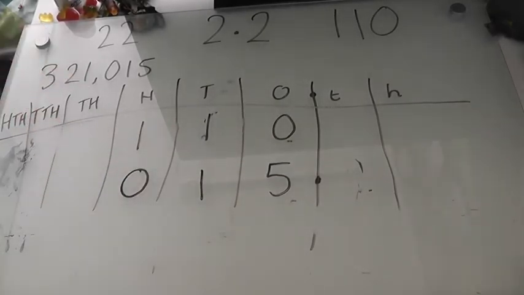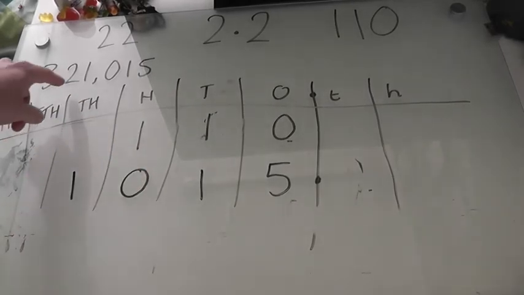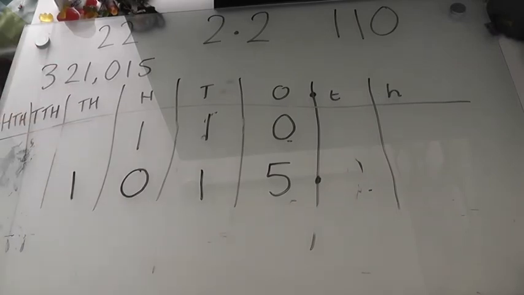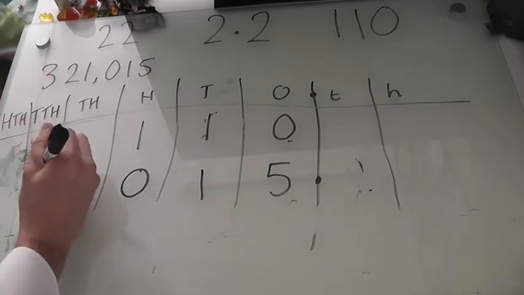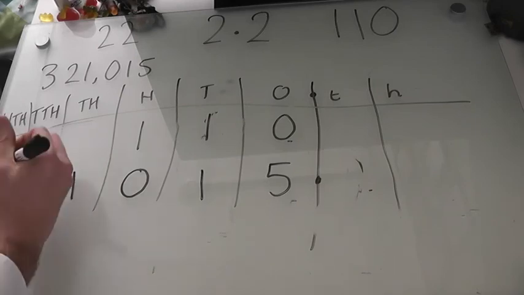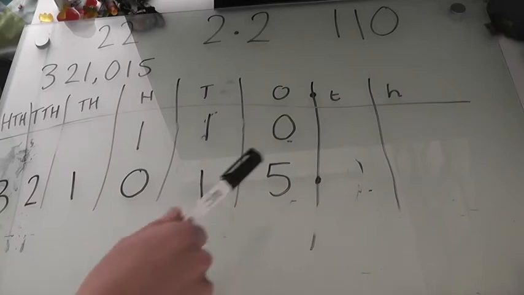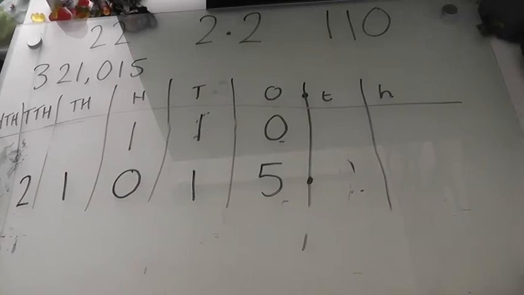How many thousands have we got? We've got 1,000. How many tens of thousands have we got? We've got 20,000, so we've got 2 in that column. And how many hundred thousands have we got? We've got 300,000, so we put our 3 in that column. So you can see we've got a 3 in the 100,000 column, 2 in the 10,000s column, 1 in the thousands column, 0 in the hundreds column, 1 in the tens column, and 5 in the ones column. I hope that's cleared up any misconceptions you might have had.